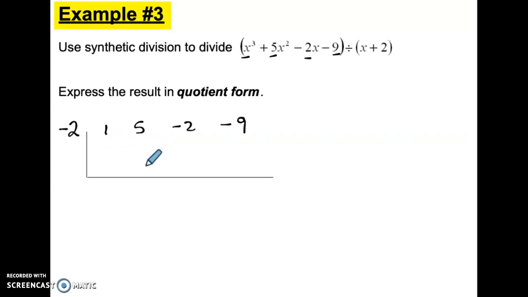And now we follow the exact same pattern. We always add down. Okay, since there's nothing in the first column, then it just ends up being the 1. And then multiply up. So when I want to move up, I have to multiply by this -2. So 1 times -2, -2. Okay, and then same thing all over again. Add down, so 5 plus -2, 3. Multiply by the -2, -6. Add down, -8.